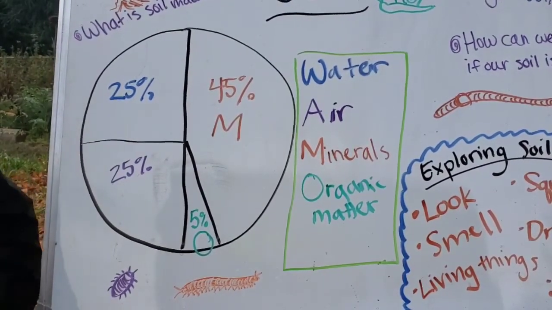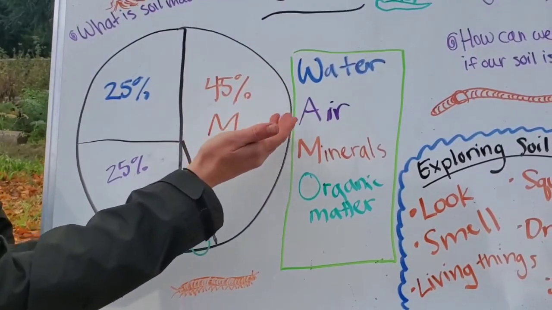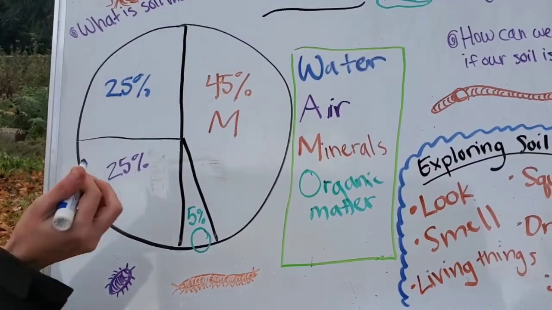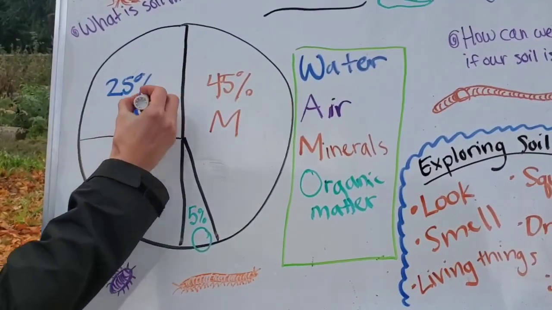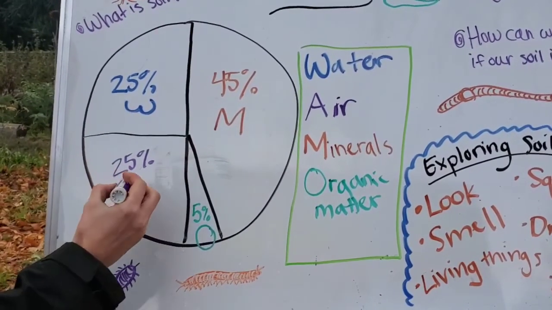Now, what we have left is half of our pie chart. And the words we have left are water and air. That means that 25% of our soil is usually water and 25% is air.